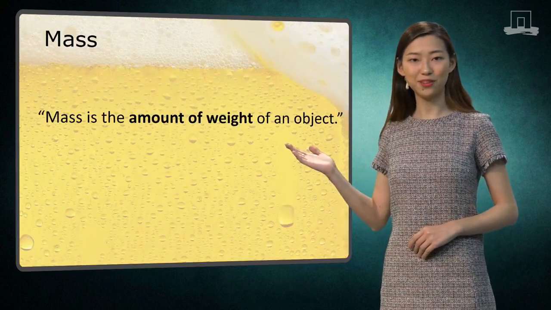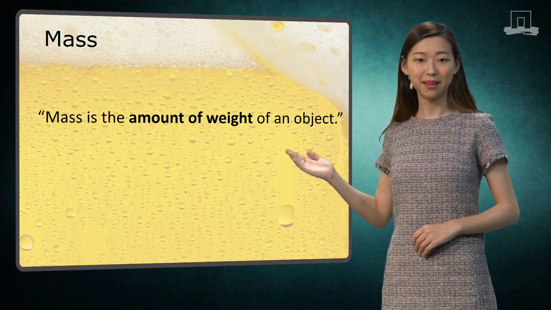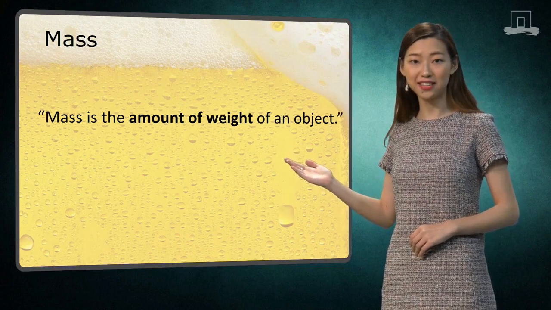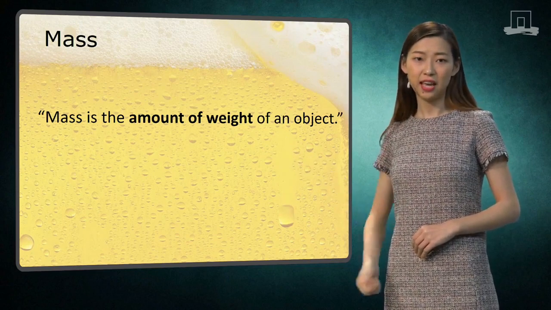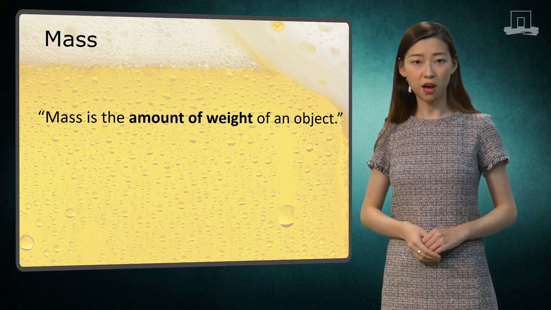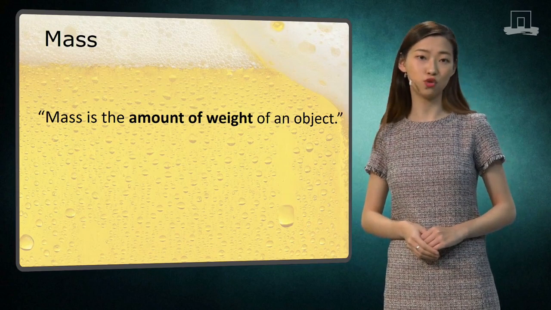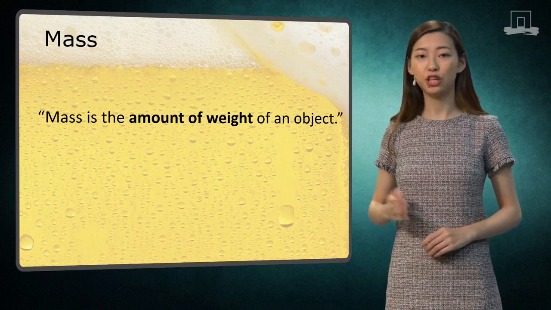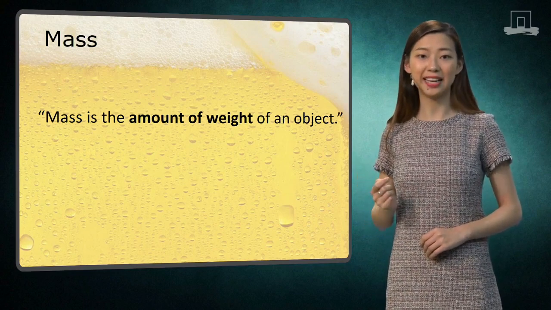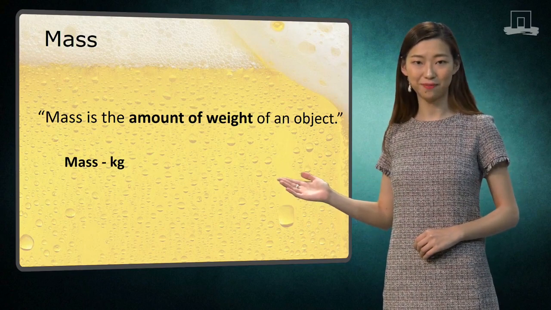Firstly, I'm going to start with mass. Mass is the amount of weight of an object. In beer processing, we sum the mass of each ingredient to determine the total mass of the stream. And the unit of mass is generally expressed in kilograms.